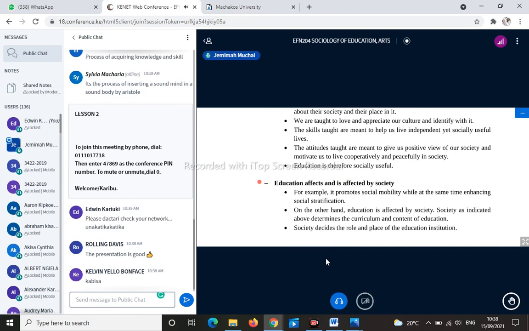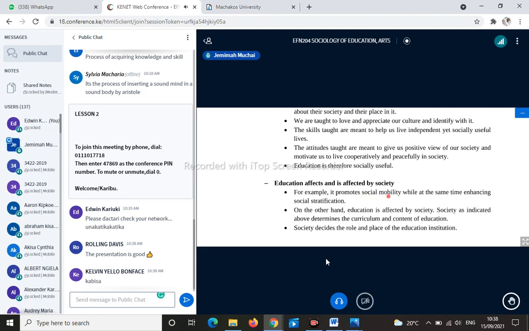Effects: education affects and is affected by society. This is number five of why education is a social process. Number five, education affects and is affected by society. For example, it promotes social mobility while at the same time enhancing social stratification. What do we mean by social mobility? You'll come across this term so many times.